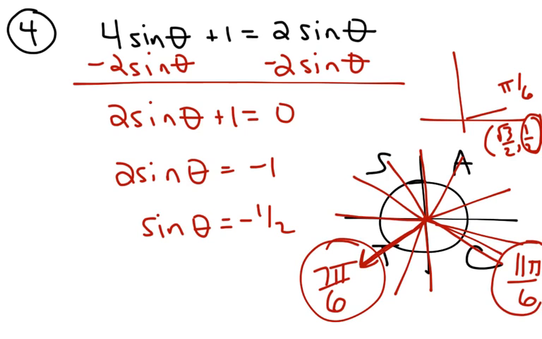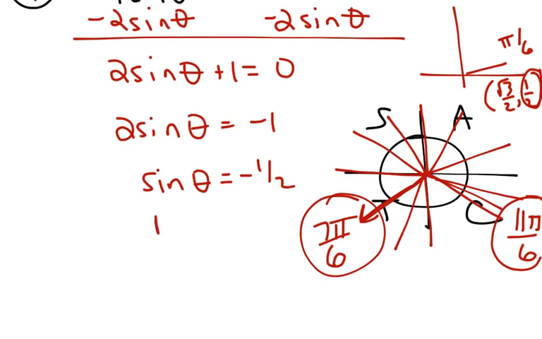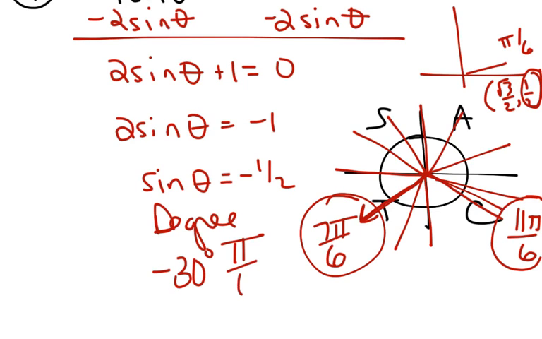Now, let's say you can't remember what the radian measures are. What you can do is you can do this in degree mode. And if you solve this in your calculator in degree mode, the calculator is going to tell you the answer is negative 30 degrees. That tells you right away that the reference angle is pi over 6. So if you're talking about a multiple choice problem, if any of your multiple choice answers are not some multiple of pi over 6, you know that can't be the right answer.